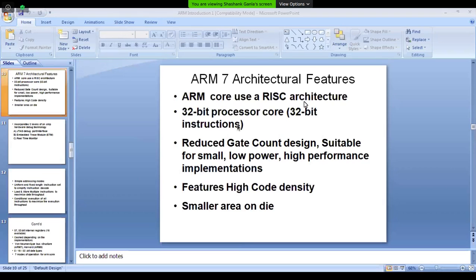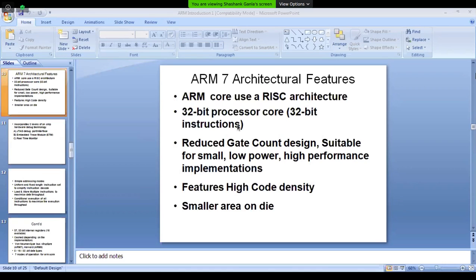CISC architectures do not give much importance to performance, but rather they give importance to the operations to be performed. They give more priority to the complexity of the CPU architecture and the features it supports. Whereas a RISC architecture gives more preference to performance. So RISC architectures are performance-oriented architectures, whereas CISC architectures are less performance-oriented. So ARM, being a RISC architecture, has a performance capability.